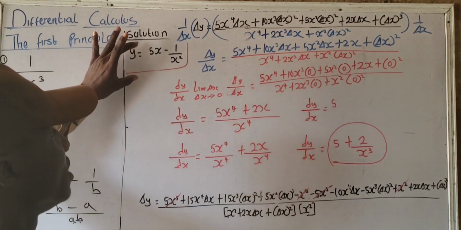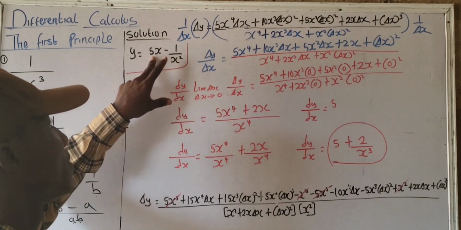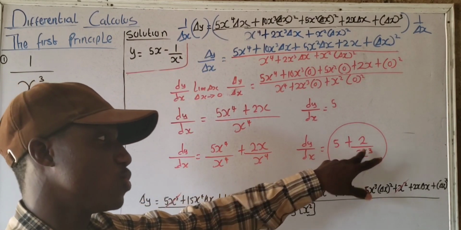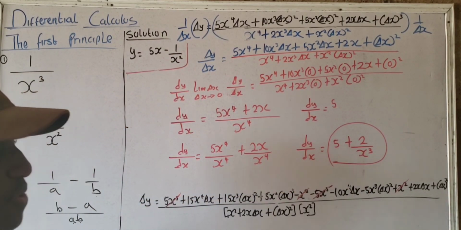The solution to the derivative of 5x all over 5x minus 1 over x squared is 5 plus 2 all over x raised to the power of 3. That is the final answer, okay?